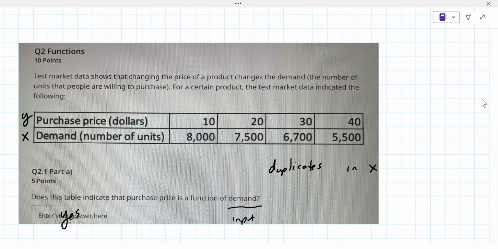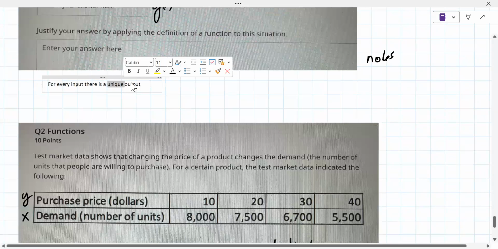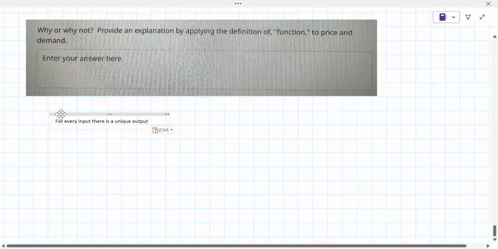I think the second part of part A is to explain why. Oh, there it is. I'm looking at the next question. Missed that altogether. All right. So it's the same thing. I hate copy and paste, but it's the same thing as this. For every input, there is a unique output. That is the justification every time for why something is a function.